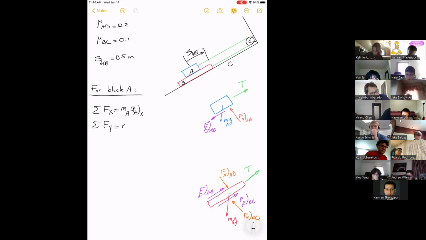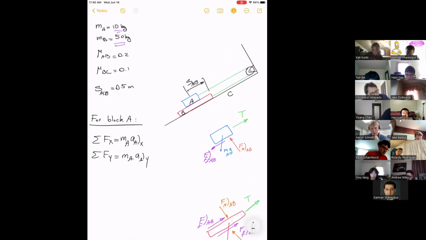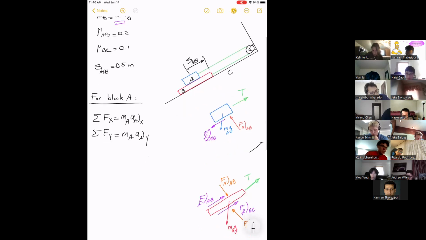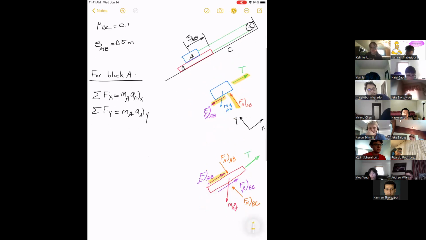right? MA AAY. Now I don't know what is X and Y, so I need to have a coordinate system. I'm going to use this coordinate system for both of them. This is X, this is Y. Right? If that's the case, I will divide the forces. Apparently, every force except gravity is in X or Y. This is X, this is X, this is Y, and here, these are X, Y, and X.